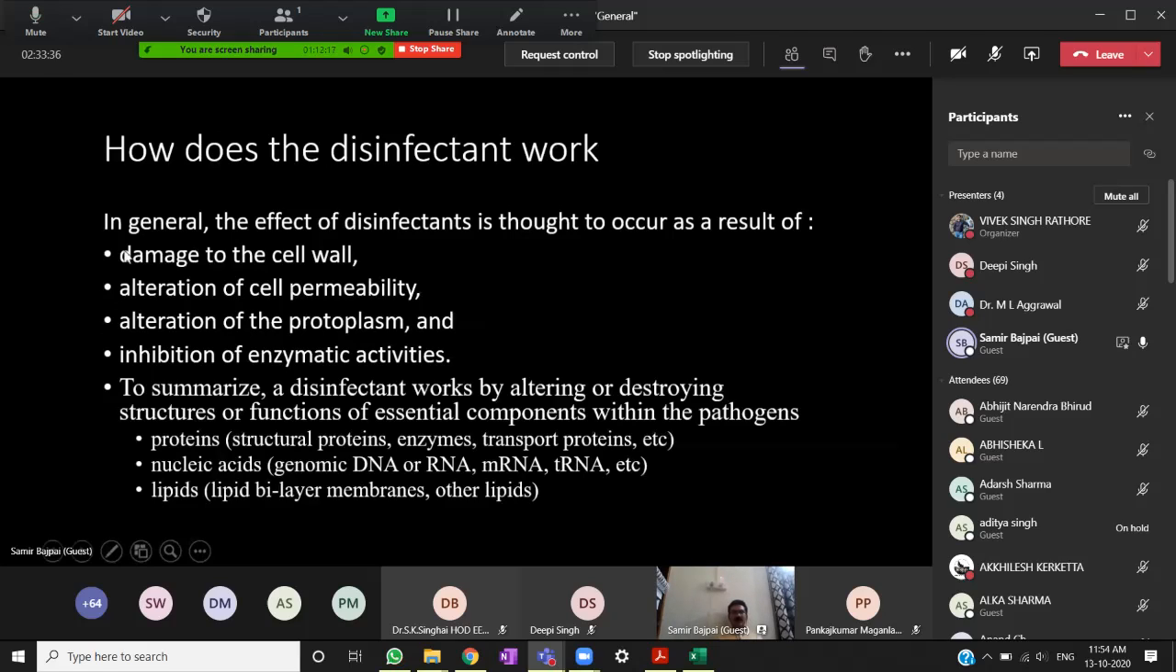One is direct damaging of the cell wall, be it ultraviolet radiation or chemical disinfection. Mostly it is damage to the cell wall, or the disinfectant can alter the cell permeability, and the cell material will leak out. They can enter the cell and alter the protoplasm, so all the biological activity of the cell is compromised and the cell can't survive, and then there is inhibition of enzymatic activities. So these are some ways in which disinfectants work.